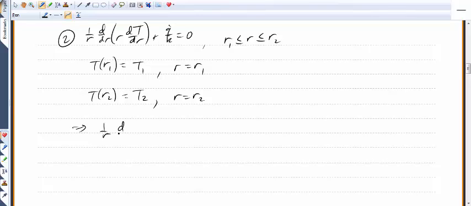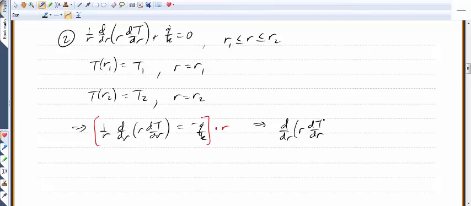So (1/r) d/dr (r dT/dr) is equal to negative q dot over k. The first thing we want to do is take this equation and multiply it times r to get rid of the 1 over r out front. In doing this, we get d/dr (r dT/dr) equal to negative q dot r over k.